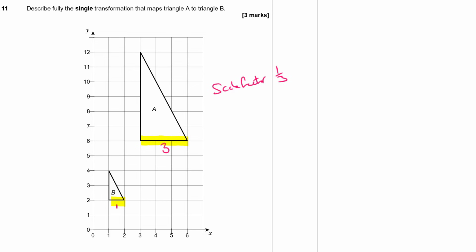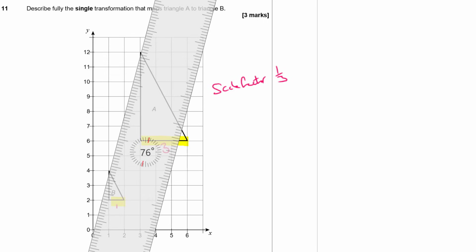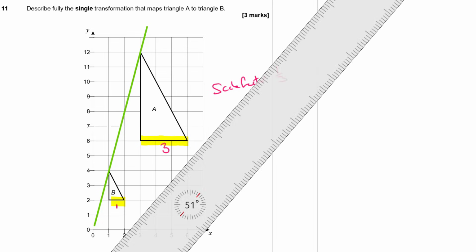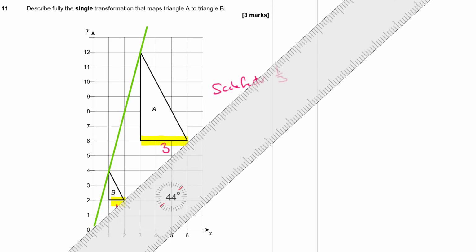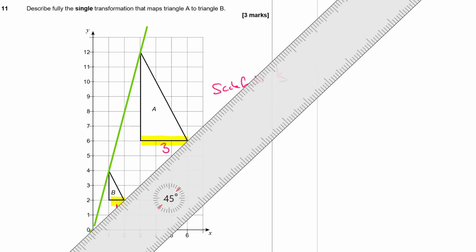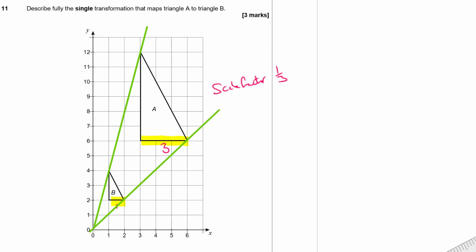The next thing we need to know is the centre of enlargement. Now the easiest way to find that is to draw on some ray lines that pass through matching corners of your shape. So let's draw one between those 2 points. And let's draw one through those 2 points as well. You can see that these ray lines are converging on the origin. I could draw a third one in as well, but actually I've already seen what the answer is. So they're all converging on this point here. So that's the centre of enlargement.